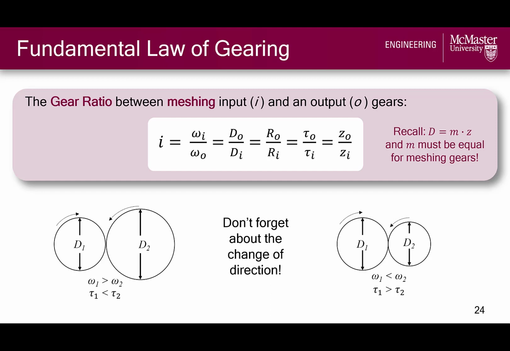The ratio of diameters, radii, angular velocities, and torques are taken directly from the last slide, but these are also equivalent to the ratio of the number of teeth on the output gear to the input gear according to the equation d equals mz, where m, the module, must be the same for meshing gears. We will use these equivalent ratios in gear design calculations in the next video, but for now we've established that a larger output gear diameter yields a smaller output angular velocity and increases the output torque, while a smaller output gear diameter yields a larger angular velocity and decreases the output torque.